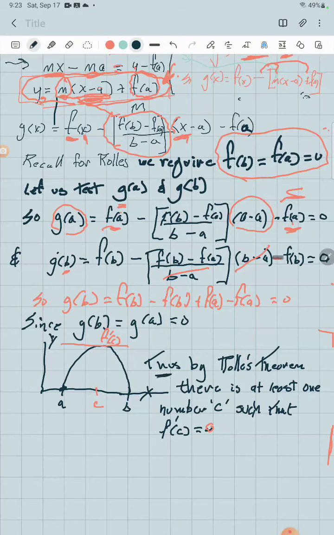So, going back and using Rolle's theorem, there must be a c somewhere such that the derivative of the function g prime of c is equal to 0. And that's how we solve for it.